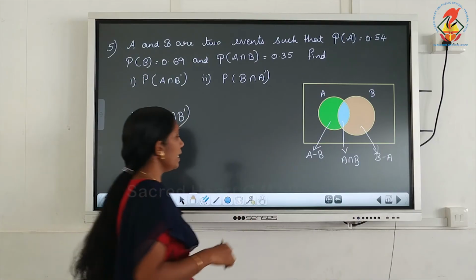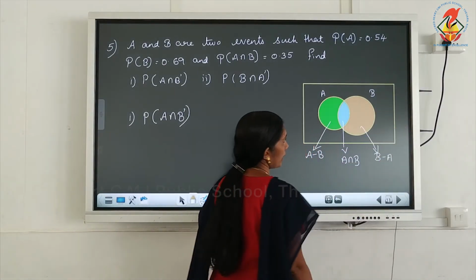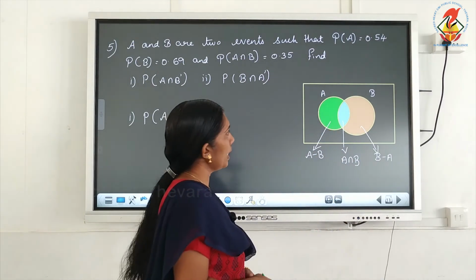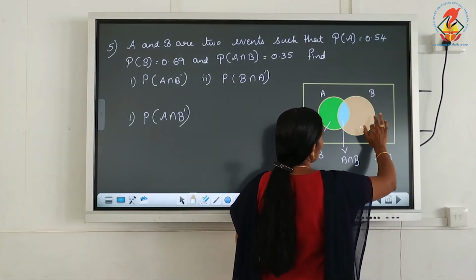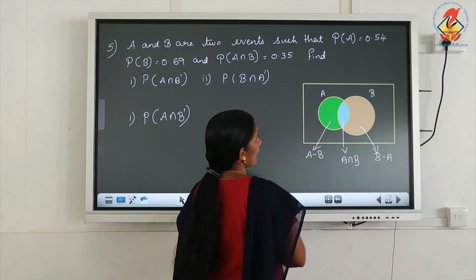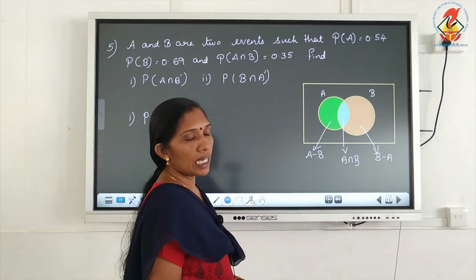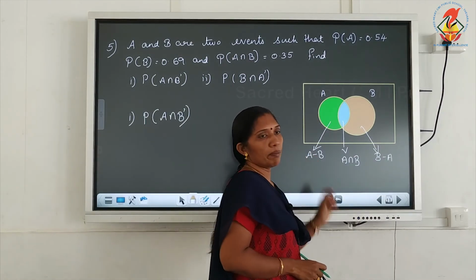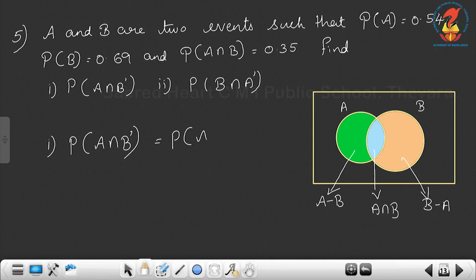Now how to find A intersection B complement? Is it same as this green color portion? B complement means other than this larger circle, everywhere else we have to shade, that is B complement. Intersection A means this part, that is the green color portion, which represents A intersection B complement. So that green color portion is same as A minus B. Okay. So this is same as P of A minus B.